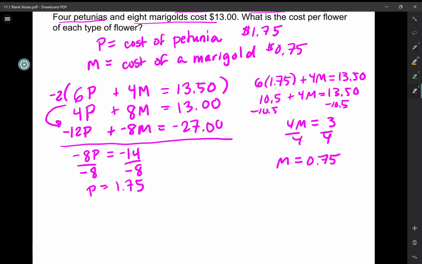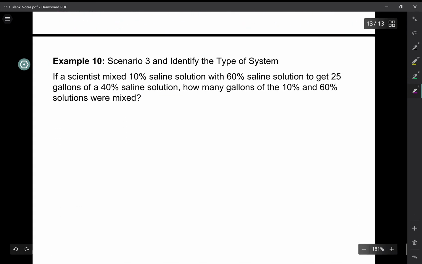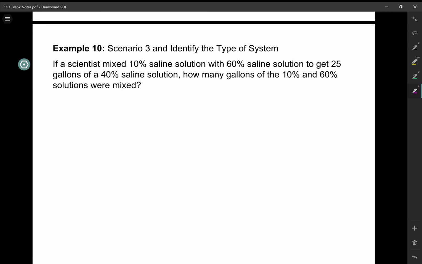I'm going to let you guys check your answers on your own. I think I have one more to do. Yes, I do. So these are the mixing problems. They're a little bit trickier than the other ones, but we're going to do it, and we're going to figure it out. So if we have a scientist, and he mixed 10% saline solution with 60% saline solution to get 25 gallons of a 40% saline solution, how many gallons of the 10% and the 60% solutions were mixed?